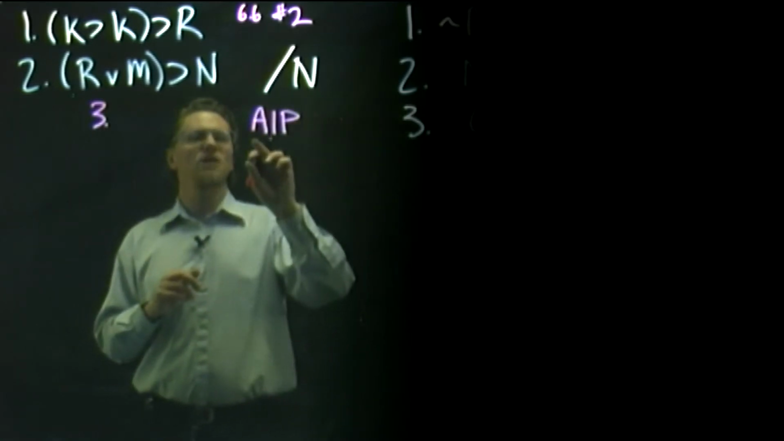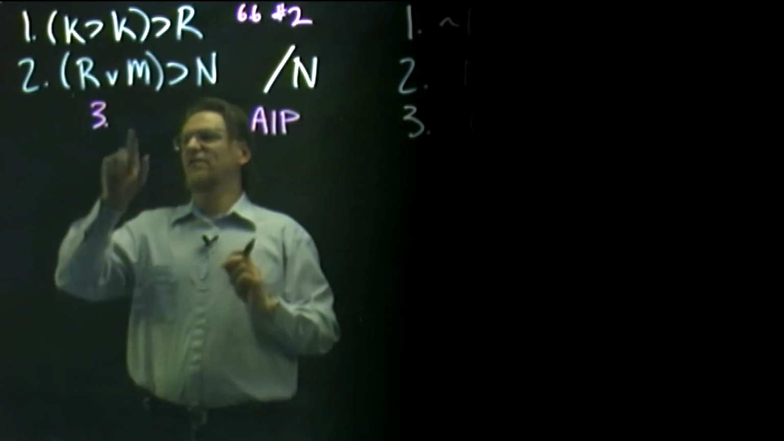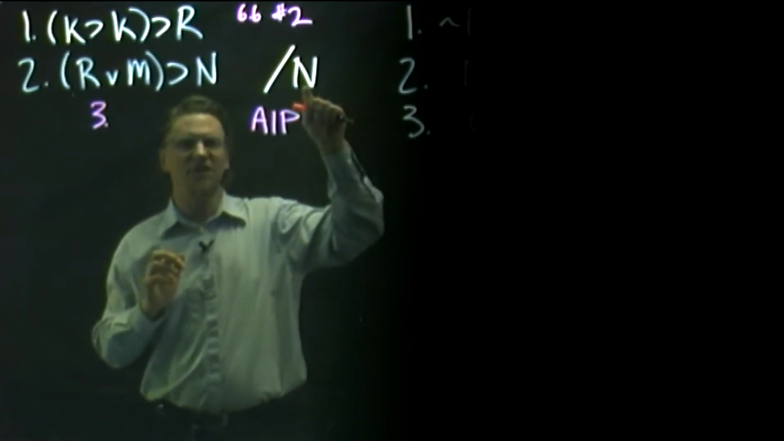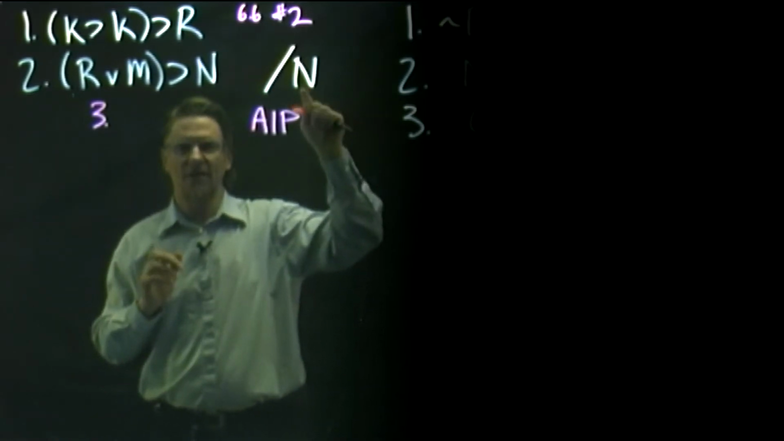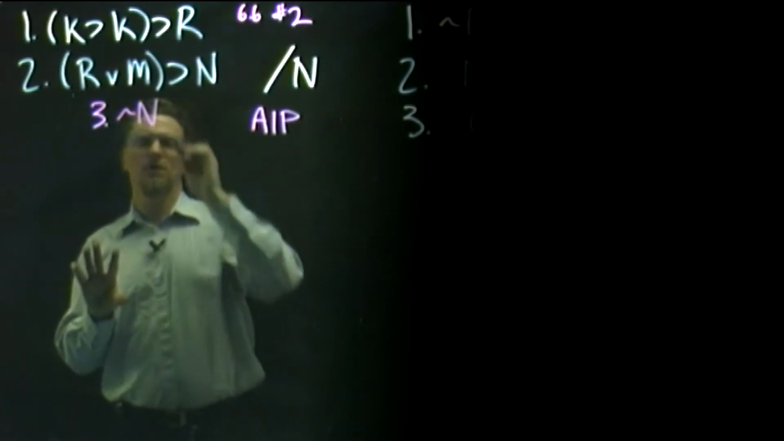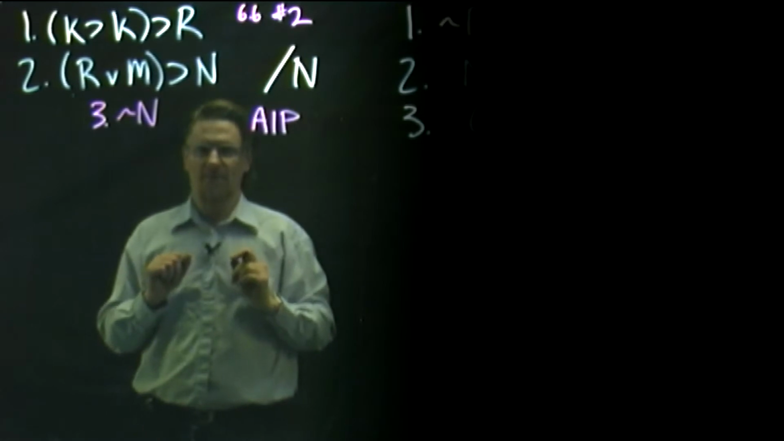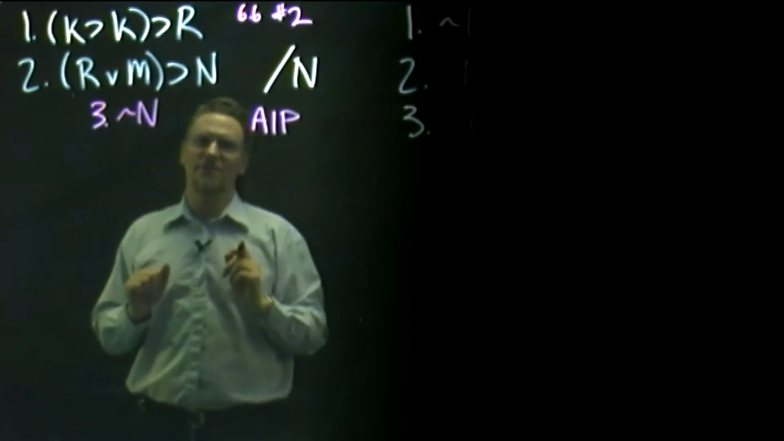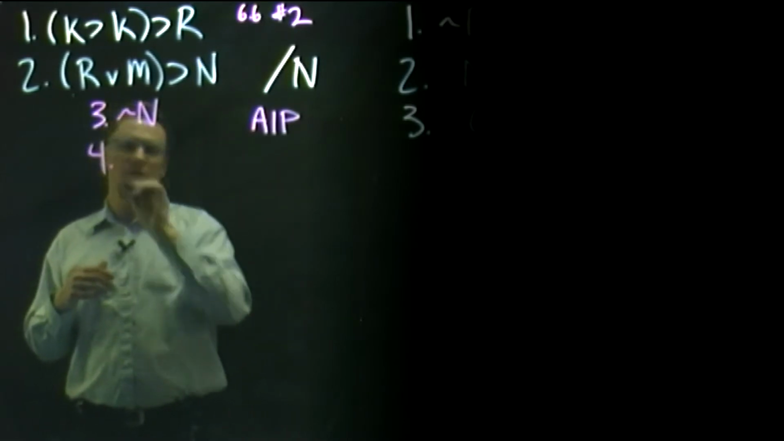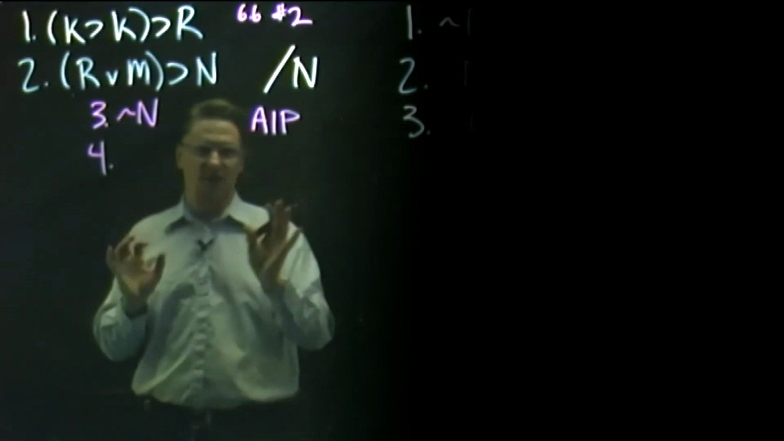But you're going to make an assumption for indirect proof, and the assumption you're going to make here is always going to be the opposite of whatever it is you're trying to get. So if we're trying to get n, we're going to assume tilde n. Okay? If you're trying to get n, assume the opposite, which as we see is tilde n. Again, I'll explain why once we get through this.